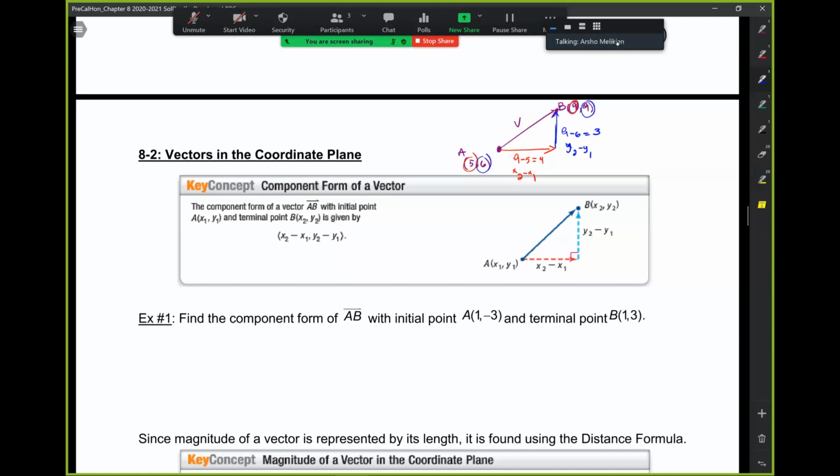So what does that mean? Now that I have this x component of 4 and this y component of 3, what does that mean? That means that if I started at my initial point A, in order to go to the terminal point B, what do I have to do? I have to go 4 units horizontally and then 3 units up vertically, correct? So that's what that told me.